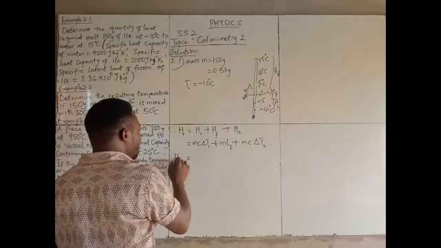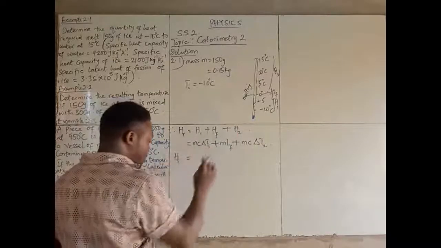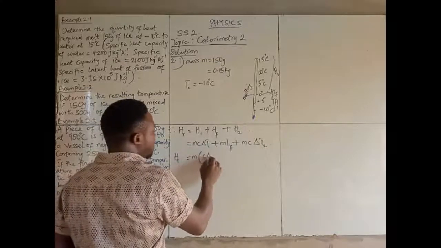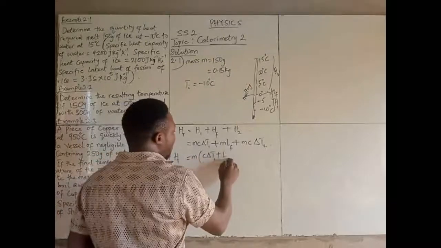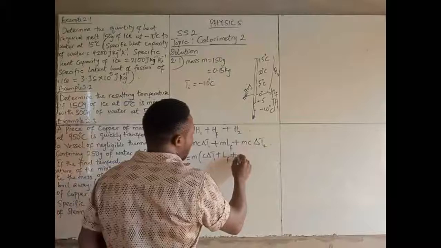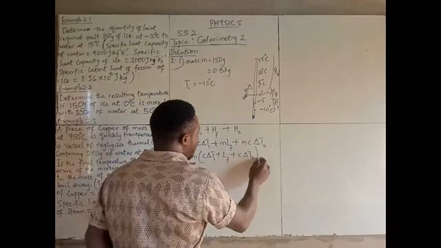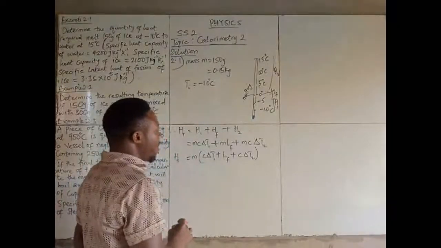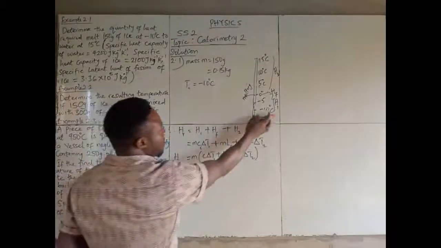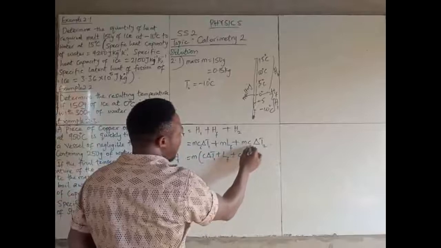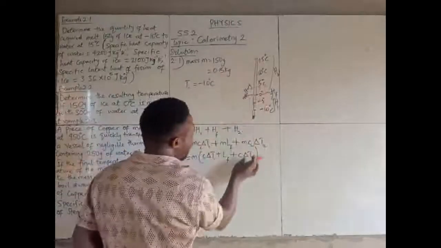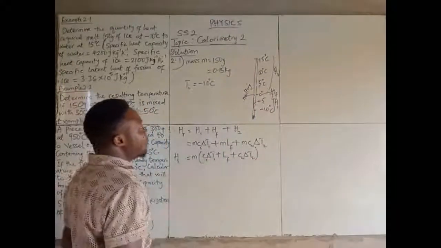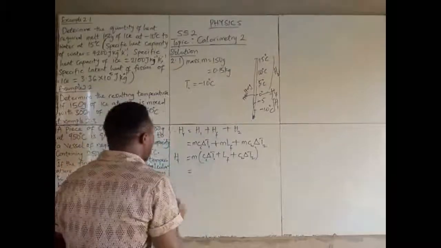That will give us H total. M is common to everything, so I can factor out M into C dt 1 plus L_F plus C dt 2. I hope you know the meaning of L_F. L_F is the latent heat of fusion of ice. C is the specific heat capacity of ice. This is the first C you have here, because this was initially ice. And this one is water, because after the ice melts, it turns to water. So you have C of water here. Specific heat capacity of water, specific heat capacity of ice. So we can substitute every parameter we have into this formula. What's our M?